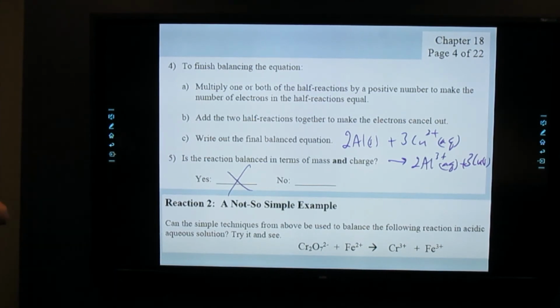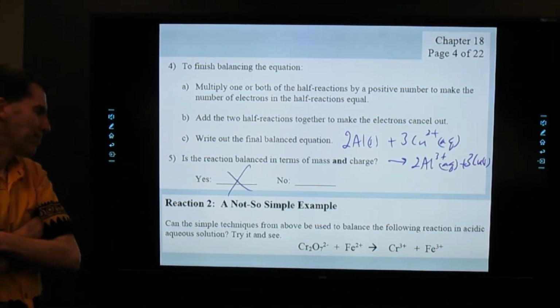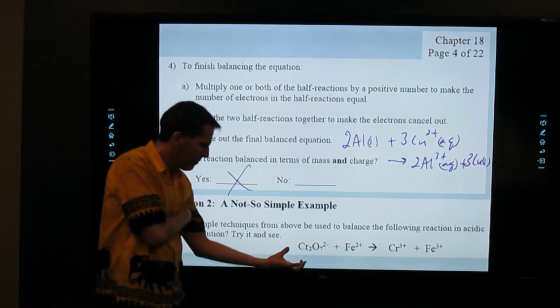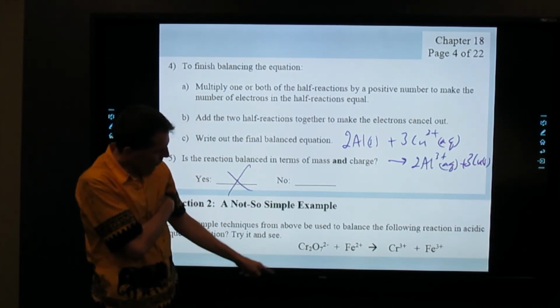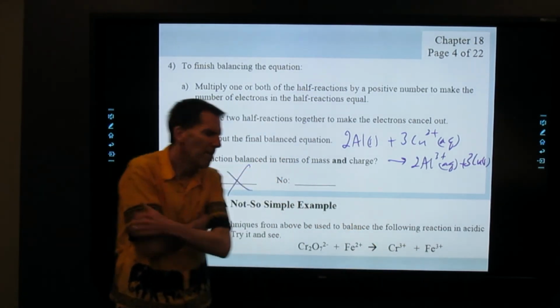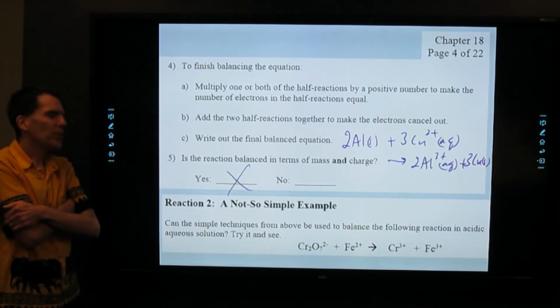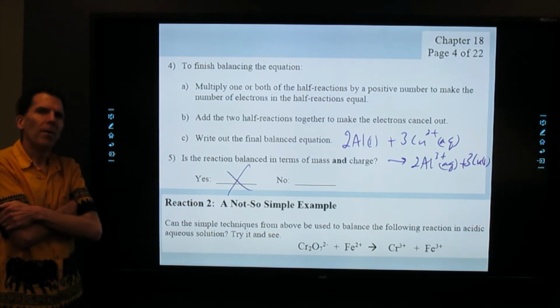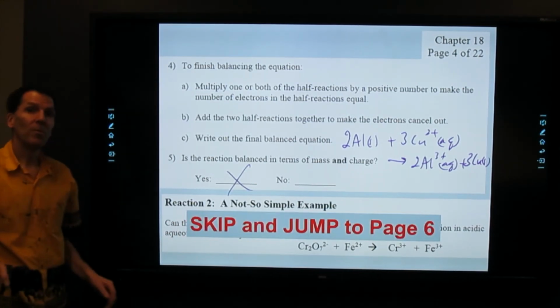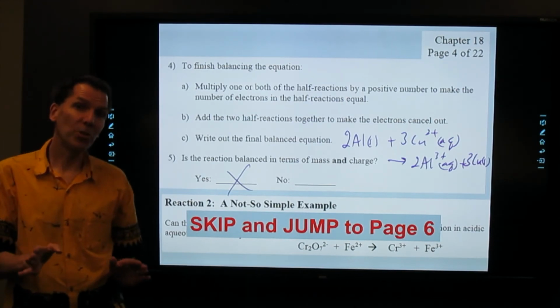If you look at this example down below, it's got this very complicated ion called dichromate. These are a little different because you notice there's an oxygen there and there's no oxygen over on this side. And so there's a series of steps to balance these. However, we will not be covering that this year.